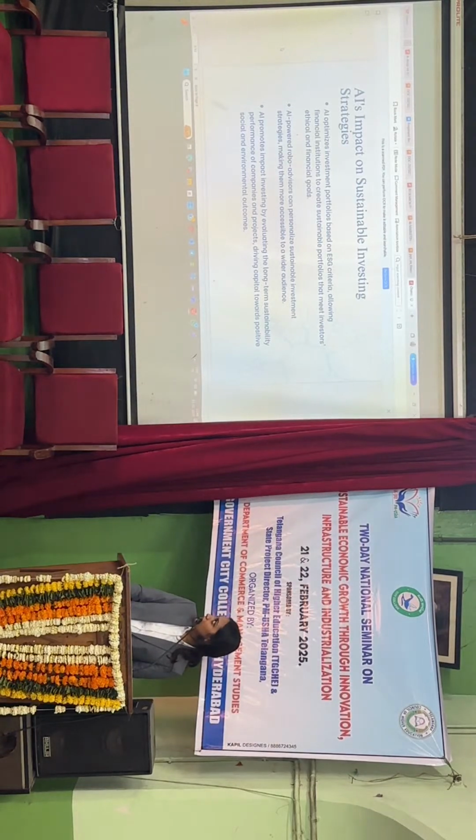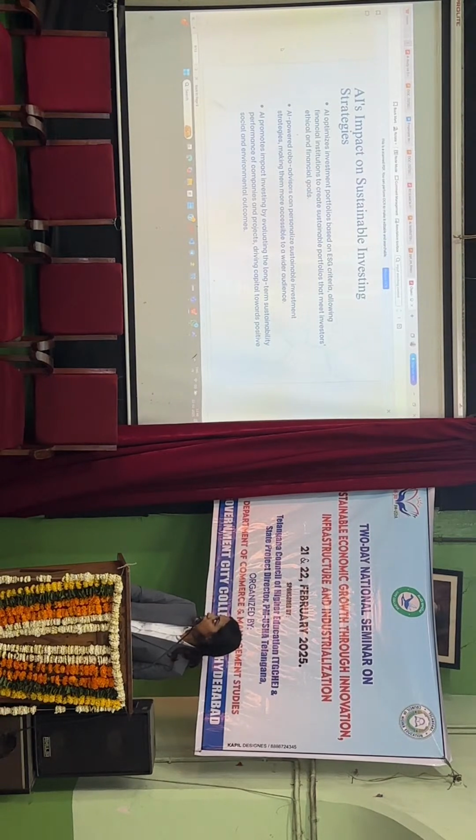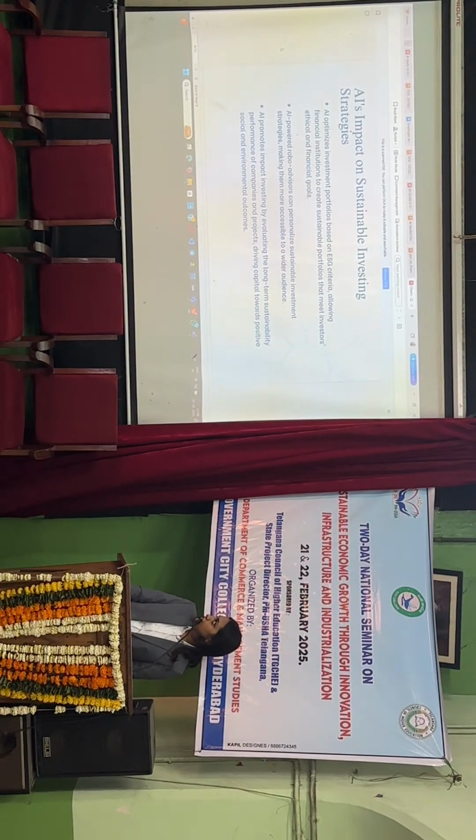AI promotes impact investing by evaluating the long-term sustainability performance of companies and projects, driving capital towards positive social and environmental outcomes.